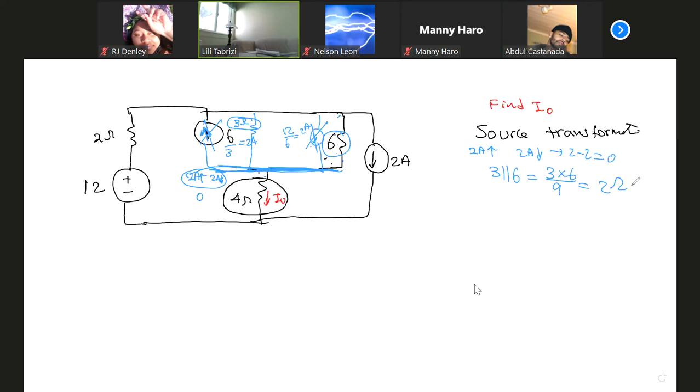Yeah, sorry, where did the 12 go? Which 12? Oh, 12 ohm? No, this was 3 ohm and this one was 6 ohm.